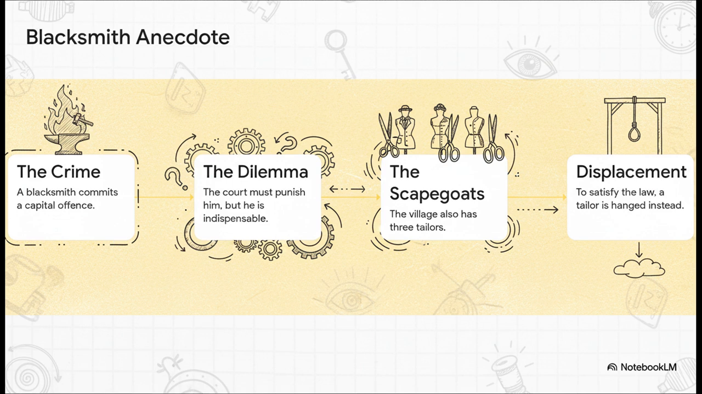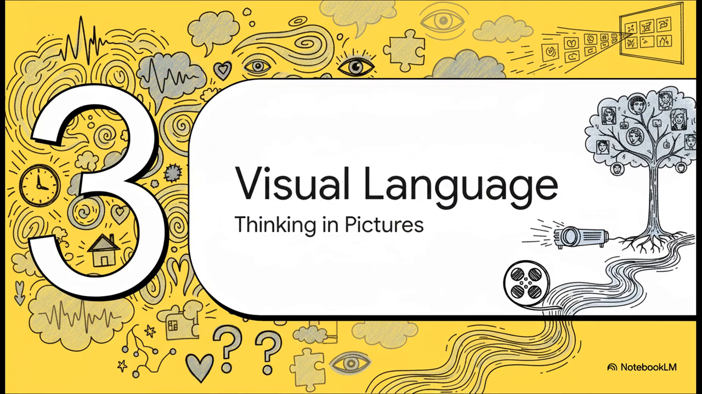That's displacement in a nutshell. The punishment is real, but it's been moved from the guilty, important person onto someone innocent and, well, less essential. Okay, on to the third mechanism. And this is where the dream work gets really creative.